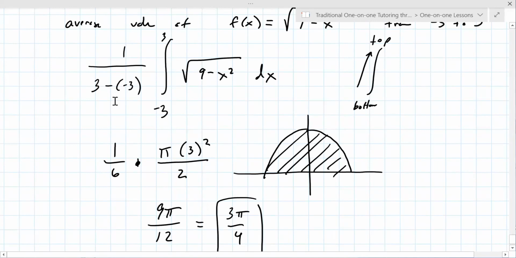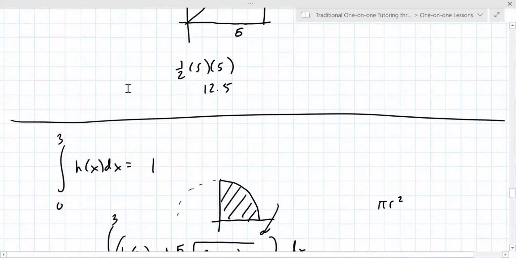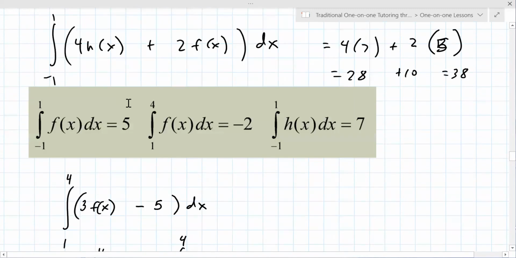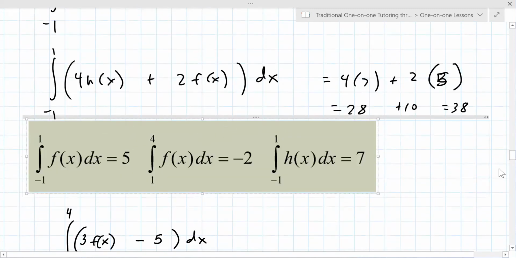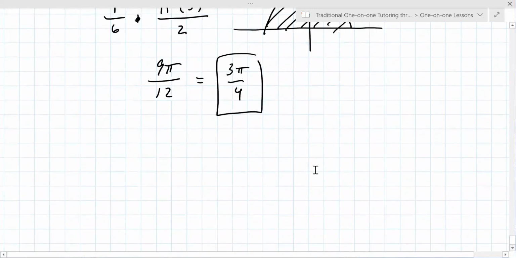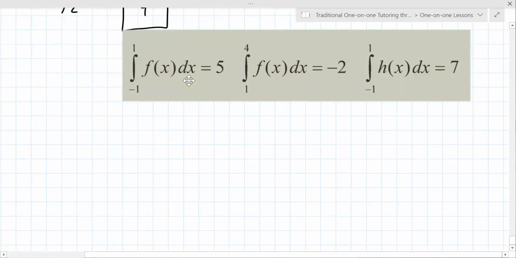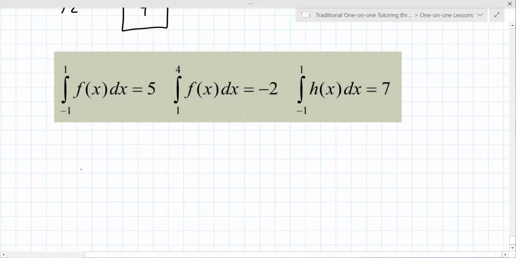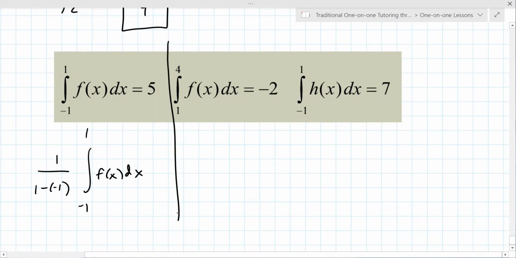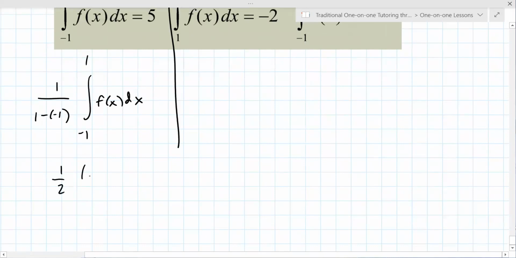Okay, so let's go back to those 3 integrals real quick. Let's just get the average value of each of these. You'll be able to verbally tell me. The average value of this first one is 1 over 1 minus -1 times the integral from -1 to 1 of f of x dx. Like that could be a problem. And then it's just 1/2 of 5/2.